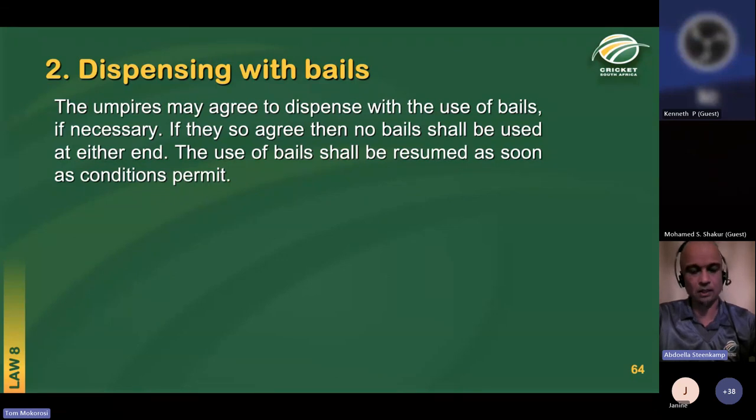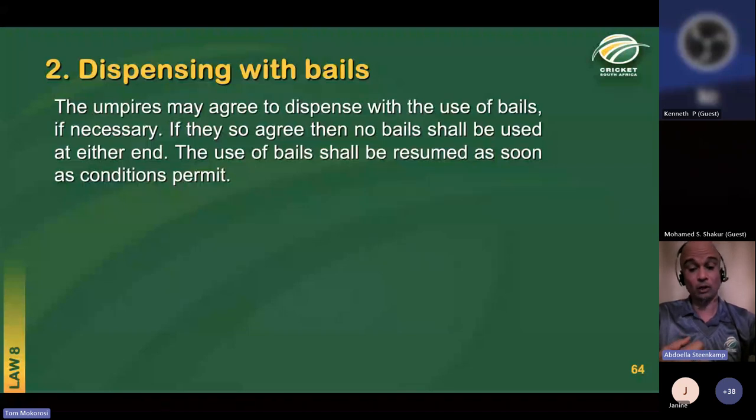In your scenario, the striker played at the ball, then the wind blew off the bails at the striker's end. Now the striker had an opportunity to play at the ball, so the dead ball will not kick in. It kicks in if it falls off before the striker had opportunity to play at the ball. So now the striker's end bails are lying on the ground.